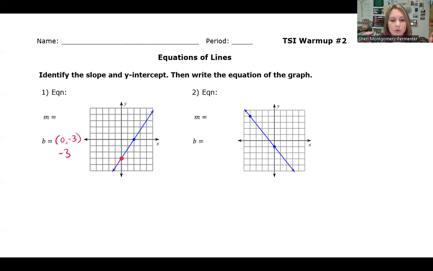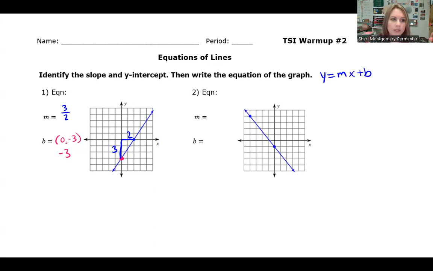For the slope, we always read graphs the same way we read books, from left to right. So how do you get from this point to that point? Well, you have to go up and over. When you go up, it's going to be a positive slope, and we go up 3, and then we go to the right 2. So 3 over 2.